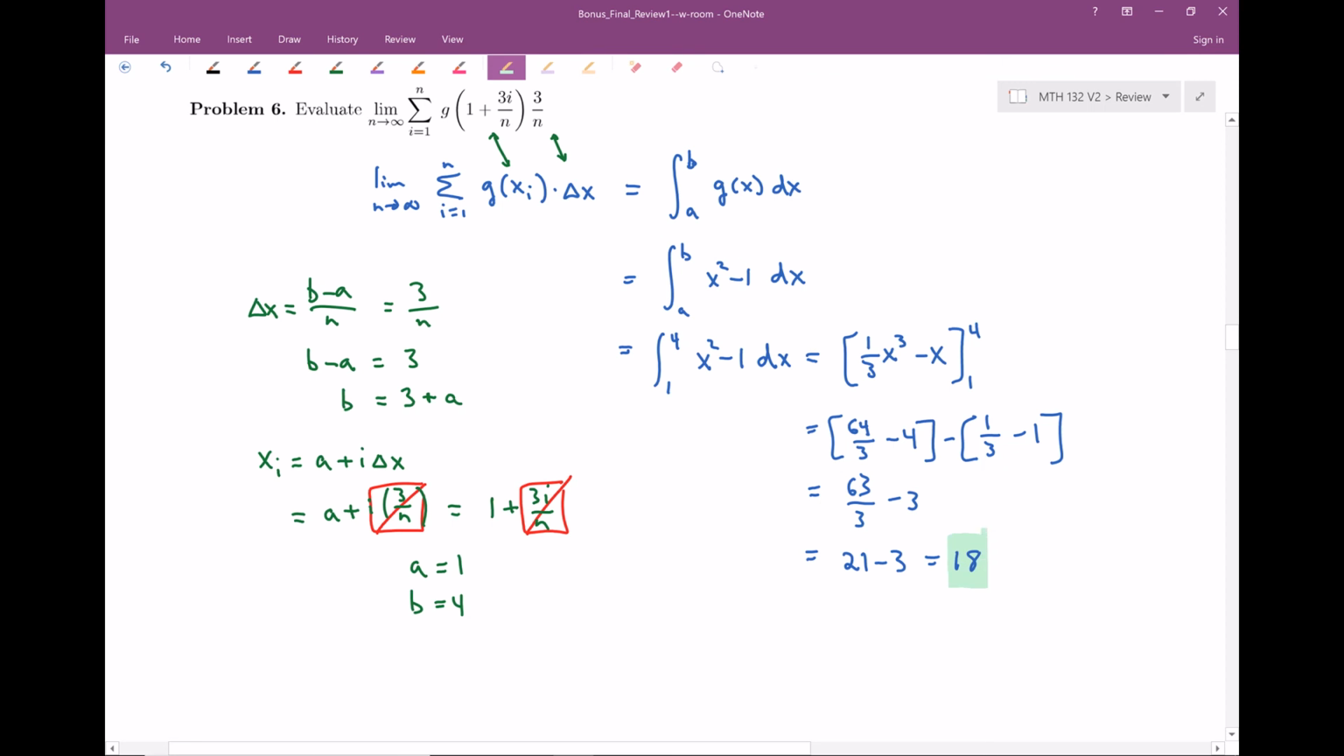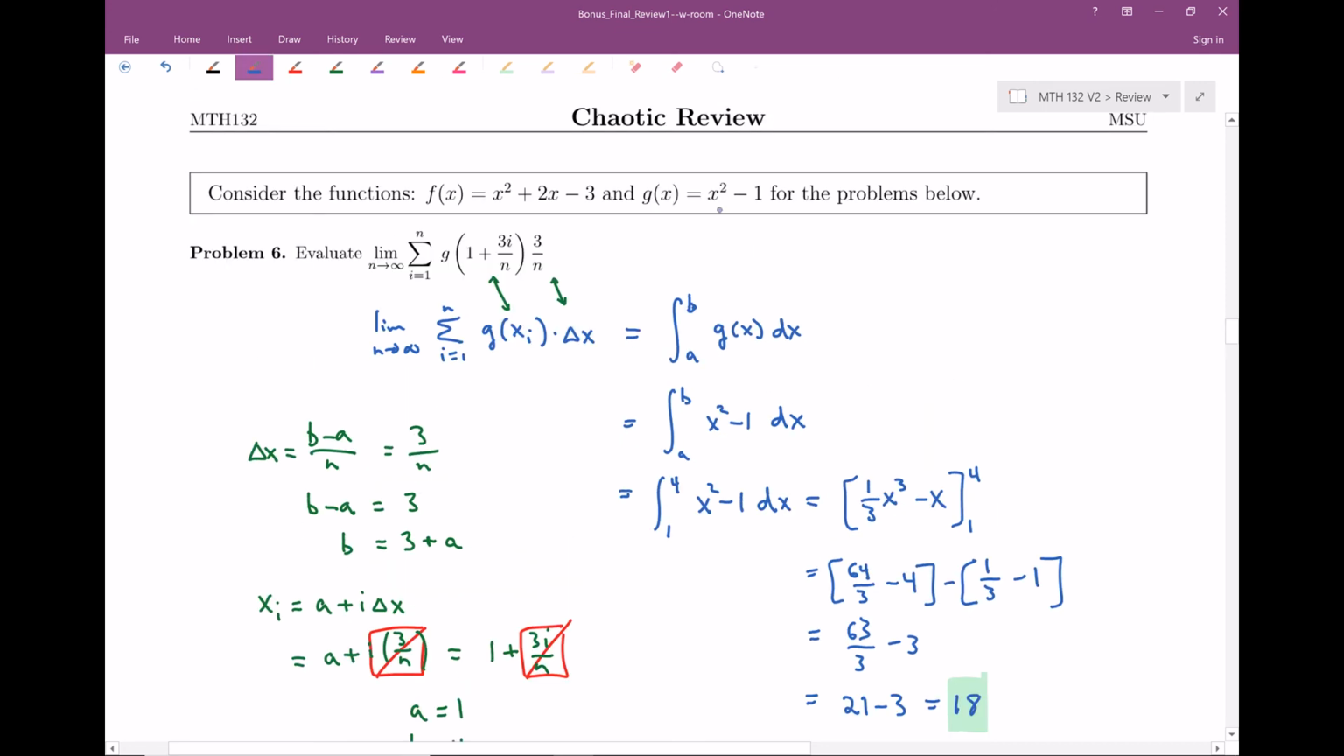So again, by remembering that this is the same thing as a definite integral, we can evaluate this quite quickly because we have a lot of skills in evaluating definite integrals. However, there is a slow way. If you just straight up evaluated this, you'd have to plug in 1 plus 3i over n into g everywhere you see an x. You'd have to square that, subtract away 1, then multiply by 3 over n.